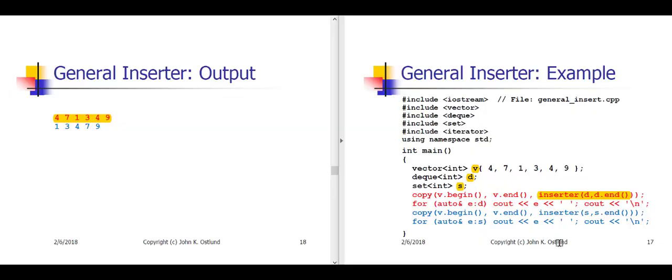In the second copy algorithm, once again we're copying from V, this time into S. We're using an inserter on S with S.end as the starting position. Now, because S is a set and S maintains its own ordering rule, in effect the S.end is virtually ignored, and as we go through and do the copying of 471349 into the set S, those end up in the set S in ascending order with no duplicates. So when I display S, I just have 13479.